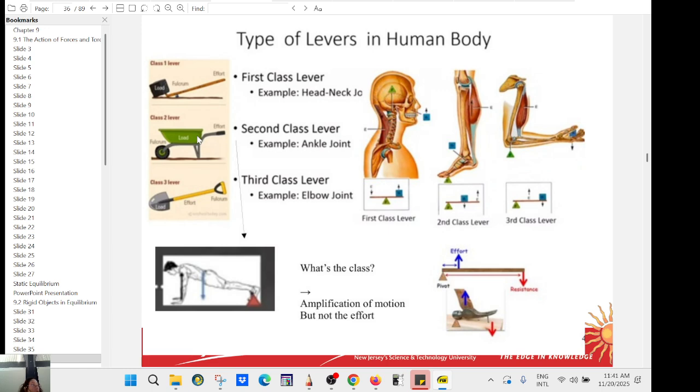And then you have class 2. Class 2 always amplifies the effort. It will make you stronger. In that case, the axis of rotation is here. The load is between the fulcrum and the effort. Lever 2, look. I don't have a small mass, okay? I have a big mass, but look, I can lift myself. Isn't that amazing? I can lift myself because this torque here about the toe is amplifying my force, right?